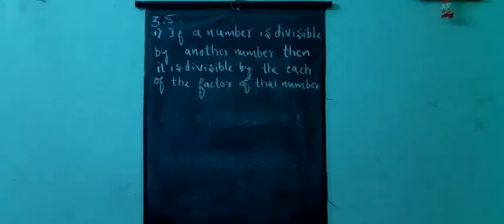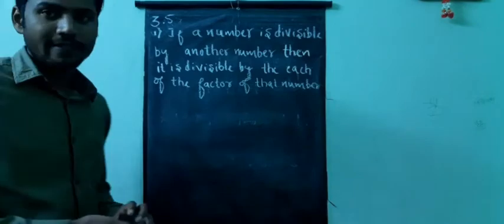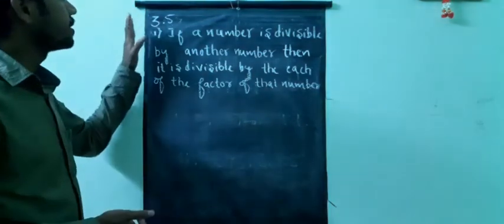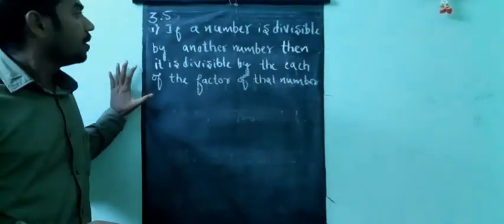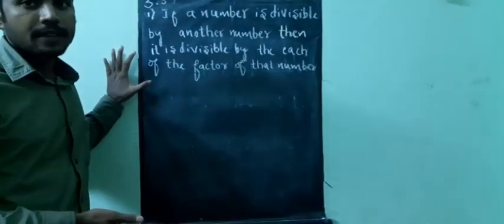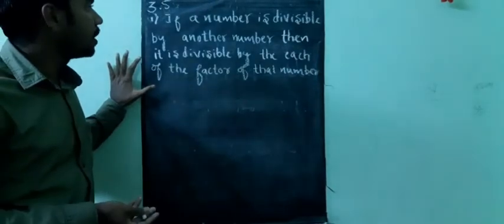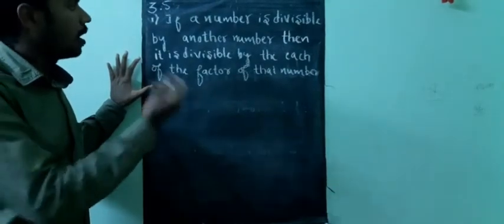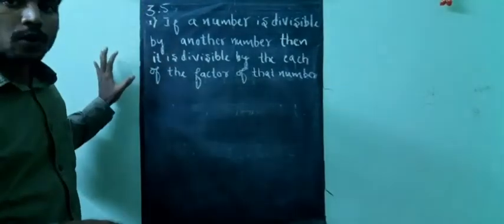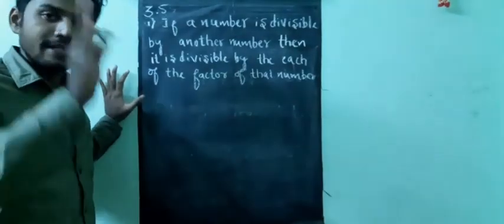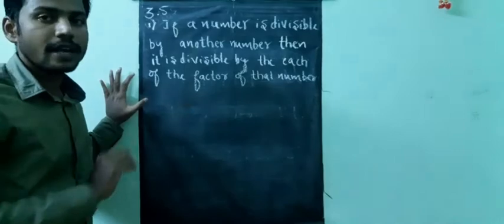Dear children, already we have discussed exercise 3.4 and in that we learned different divisibility rules. Before we go to exercise 3.5, I am going to give an introduction to exercise 3.5. In this we are going to learn the extra divisibility rules that are associated with the previous divisibility rules. So please go through the divisibility rules, understand them completely, then only you will be able to understand this.